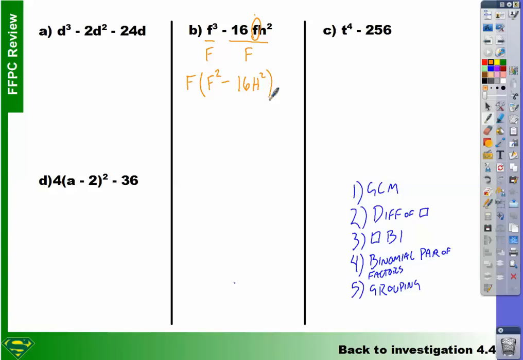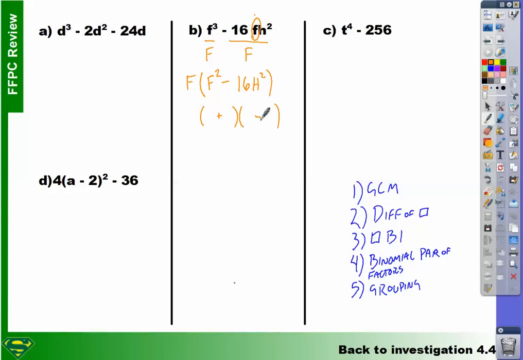16 is a perfect square. What else is a perfect square? H squared is a perfect square. What else? F squared. Okay, so it's definitely a difference of squares. So when you have a difference of squares, what do you know is going to be in the answer, other than a pair of binomials, a pair of parentheses? A plus and a minus.